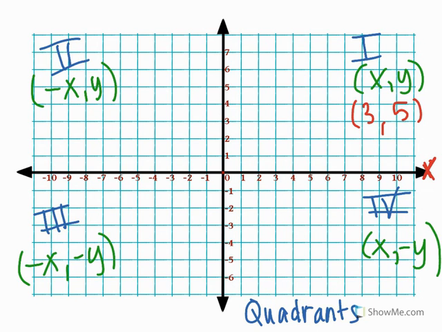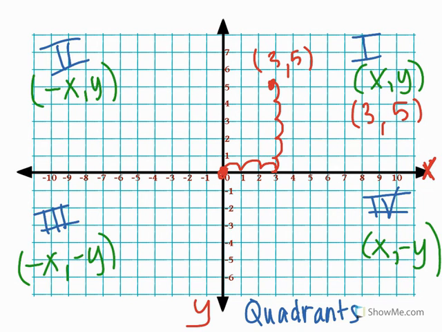down along the y-axis. So for (3, 5), we're going to start here at the origin, and we're moving 3 in a positive direction, which is to the right. 1, 2, 3. And then we're moving 5 in a positive direction along the y-axis. 1, 2, 3, 4, 5. So there in quadrant 1 is point (3, 5).